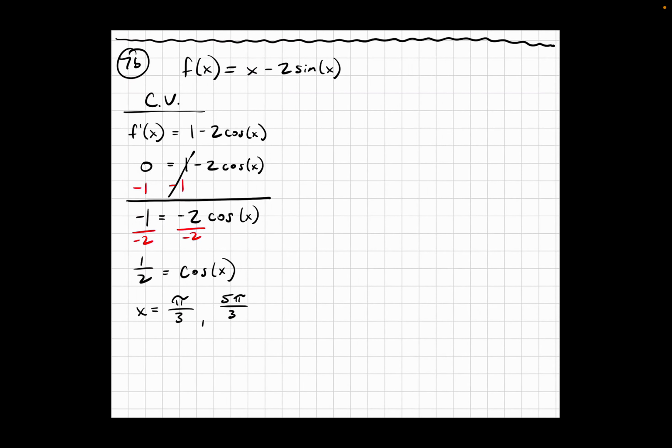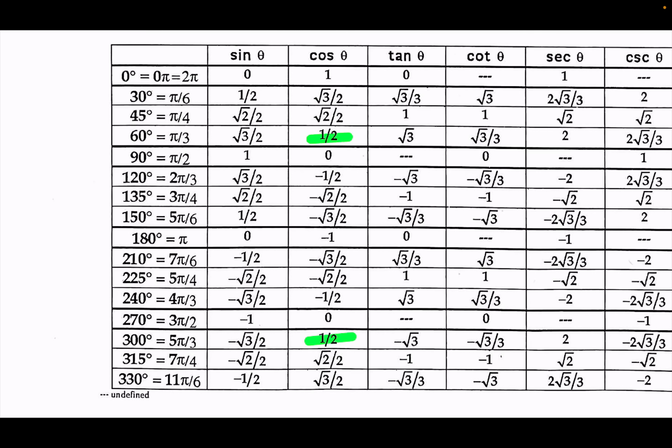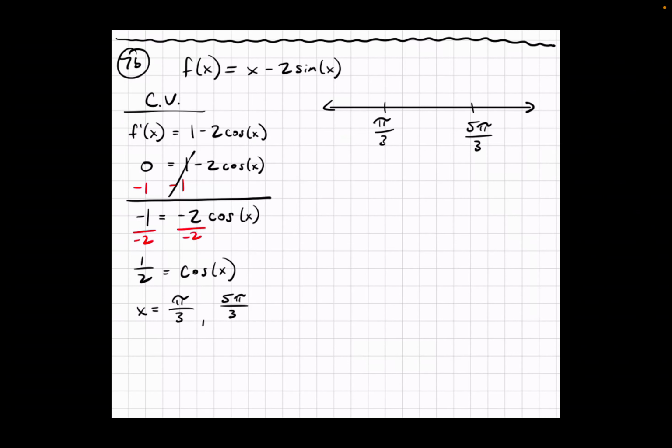That's how you solve trig equations. You don't solve for x because you can't really. You get as far as you can, and then you go look at your table. Okay? Number line. We have pi over 3, and we have 5 pi over 3. Wait, where did the 5 pi over 3 come from? Look at cosine, where is it 1/2? Two places. Pi over 3, 5 pi over 3. Yeah. Okay.